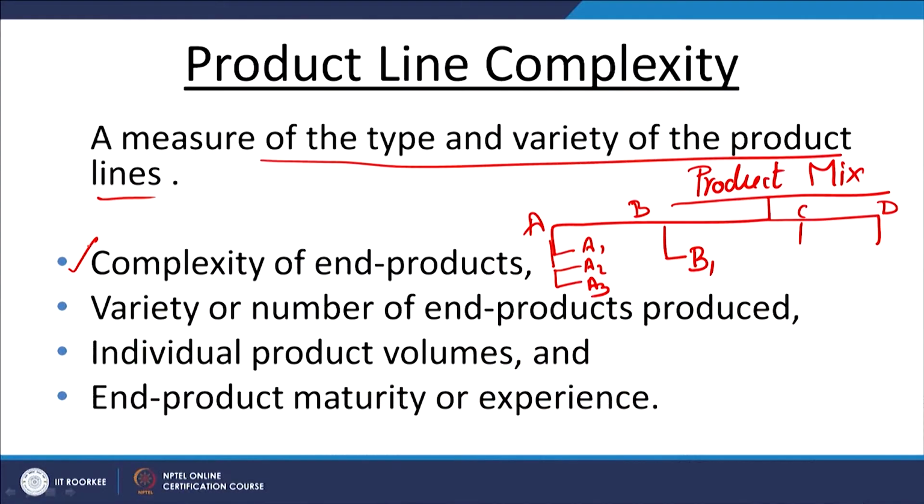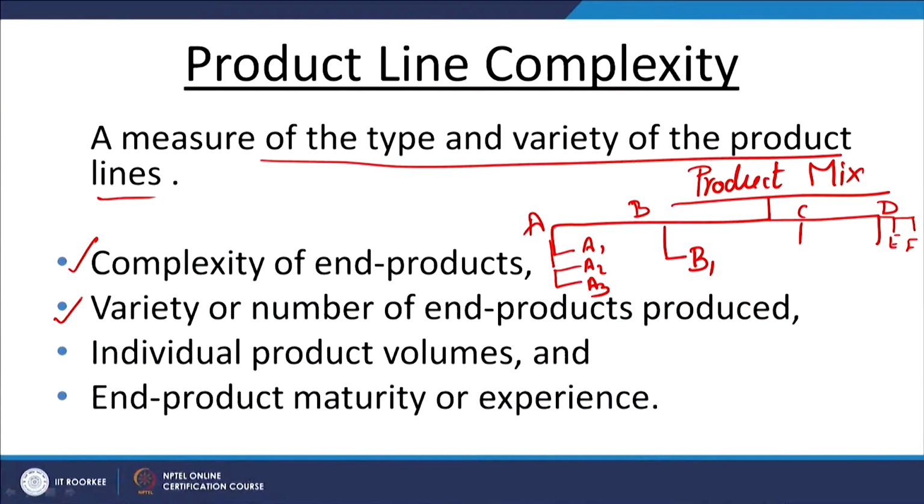Then another measure of complexity of product line is the variety or number of end products produced. If you have more products in your product lines A, B, C, D, if you increase the width of your product line, like if I add E, if I add F, so if I add more products in my product line, if I have more product lines in my product mix, that means I have a complex product line. If I have fewer product lines in my product mix, that is a relatively less complex product line. So, that is the second measure of my product line complexity.